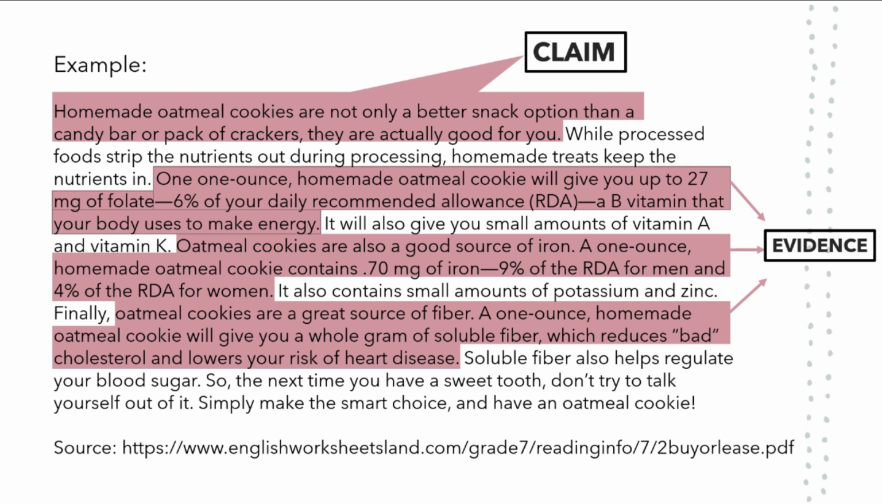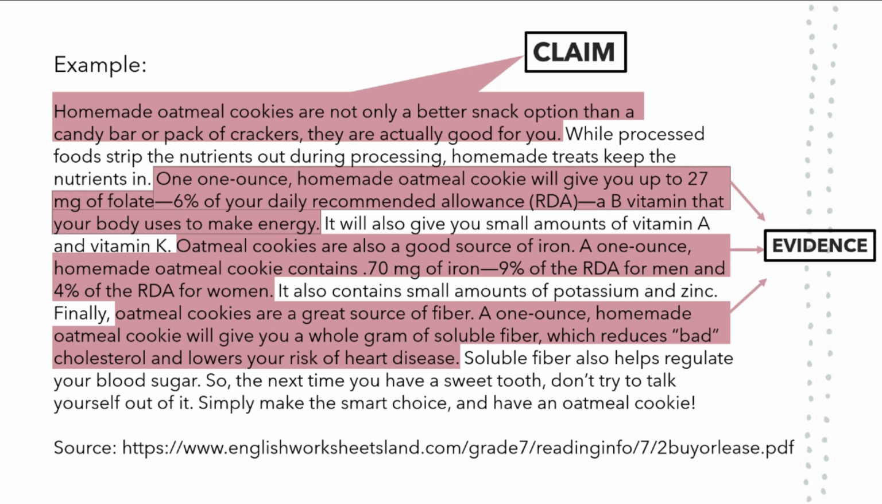The second evidence is oatmeal cookies are also a good source of iron. A 1 ounce homemade oatmeal cookie contains 0.70 milligram of iron. That is 9% of the RDA for men and 4% of the RDA for women.